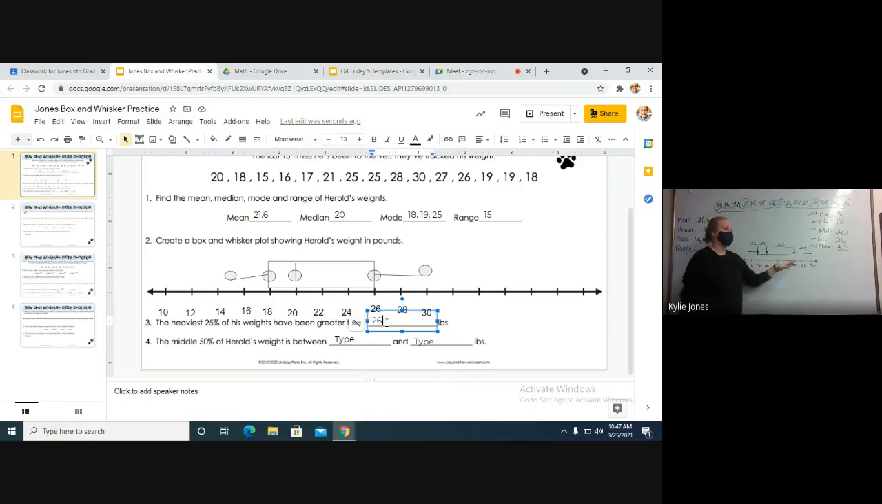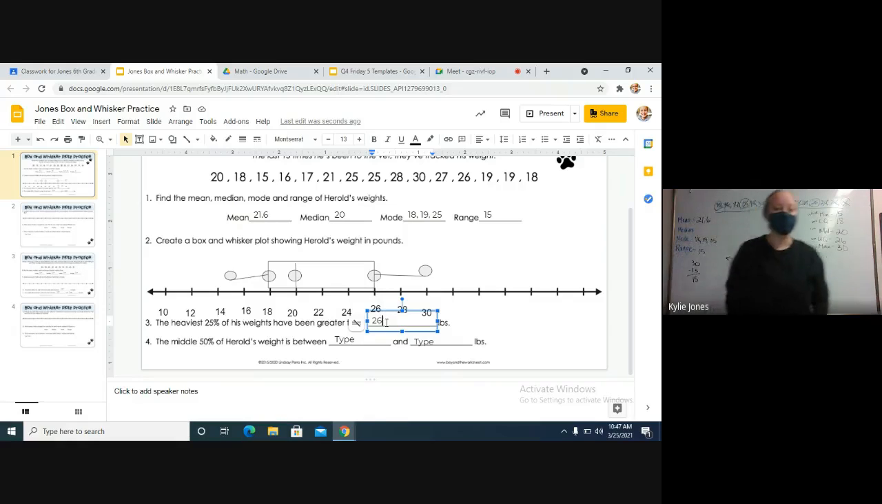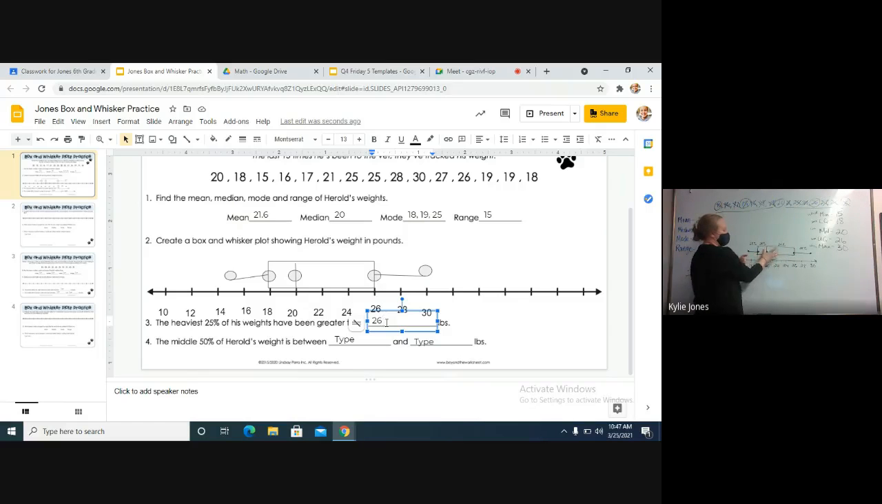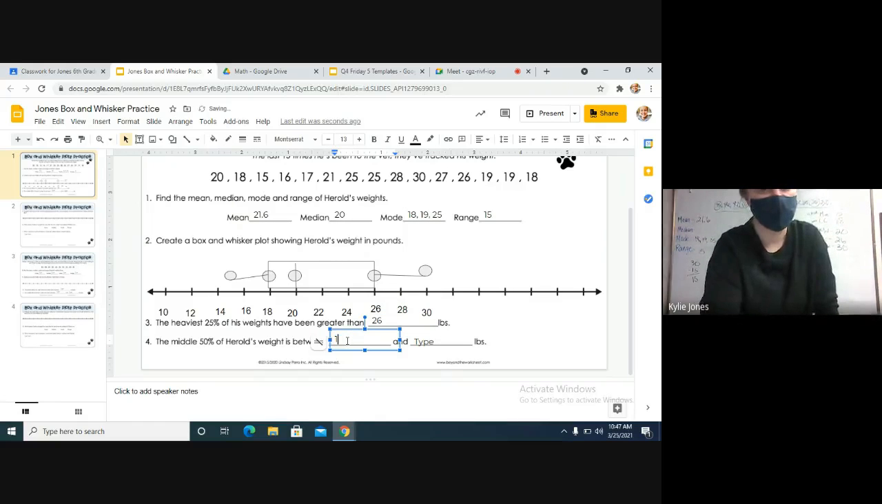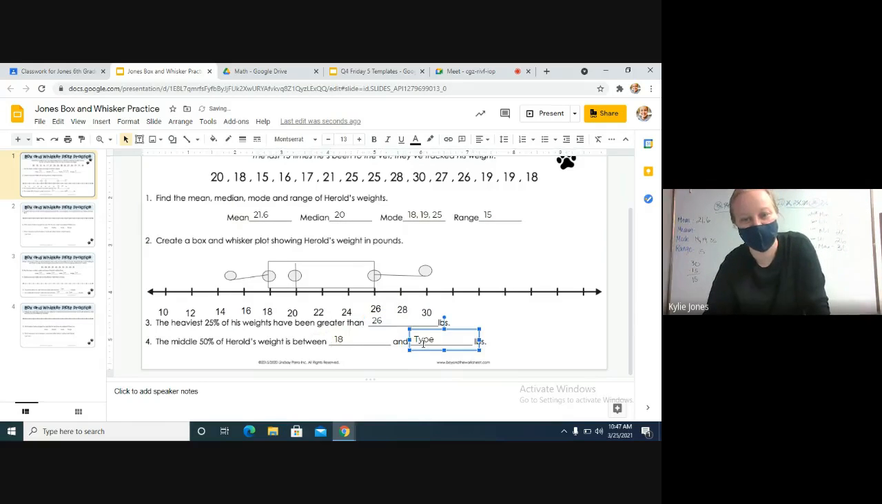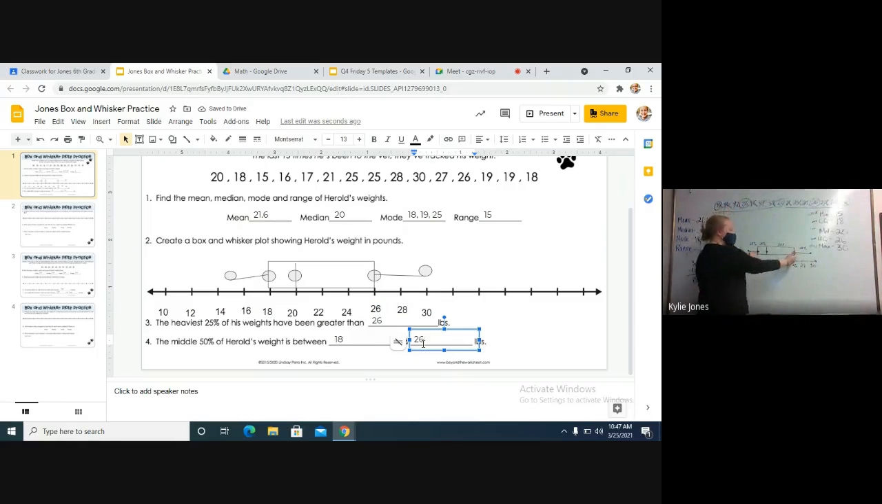No, it doesn't have to do with how far they are. Each one represents 25% of the data. And then the middle 50% is the box part. So the middle 50% is these two combined, and it goes from what number to what number? 18 pounds to 26 pounds is his middle 50%. So 18 pounds to 26 pounds is his middle 50% of his data, because that's where the middle 50% is.